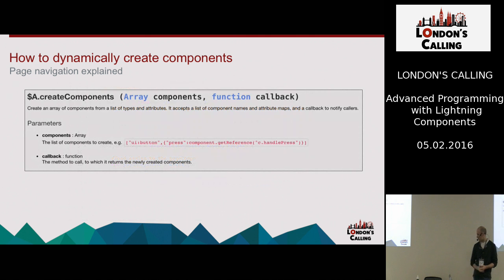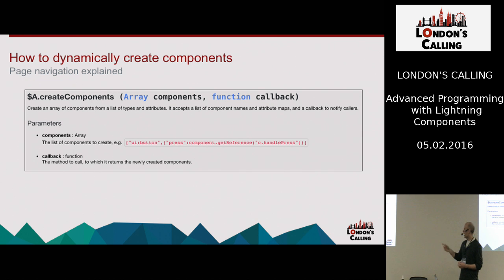If we look at the definition, I guess, of that method a little bit closer, this is just taken from the documentation, but it demonstrates how you might pass some of those attributes. In this case, it's creating a UI button, and it's passing in a press attribute, which is a reference to a parent function, in this case, handlePress. So that kind of answers the first problem: when might you use the dynamic creation of components? And it shows page navigation as an example of why you might do that.